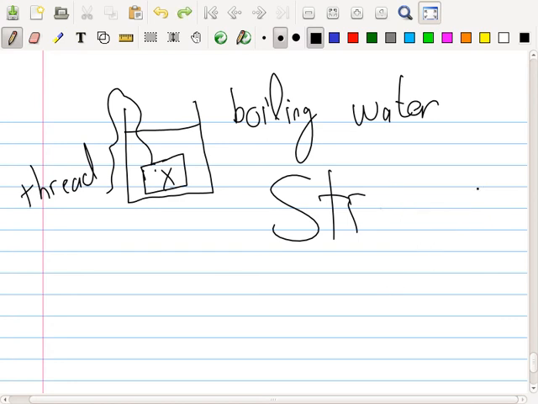Why do I put a string on this? Why do you think I would do this? Because it's boiling water and you don't want to die. So you put a string on it so you can take it out. Great. So that's the start of the experiment.